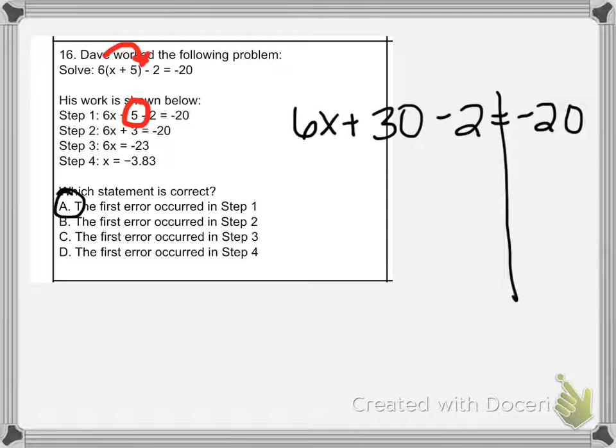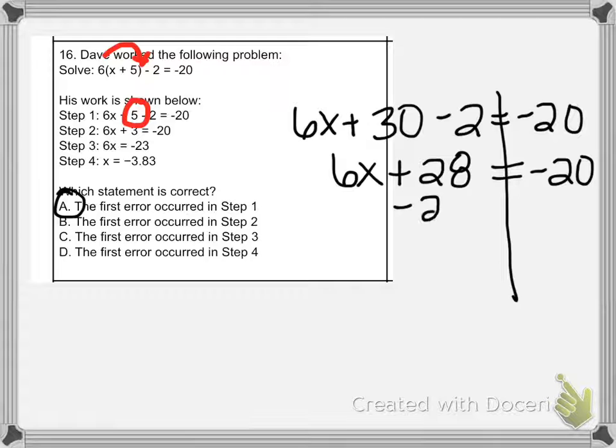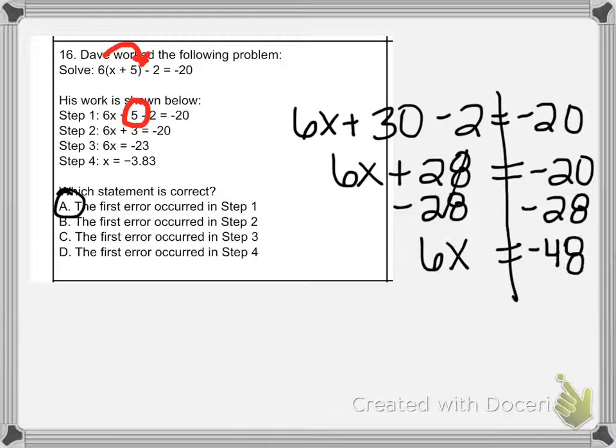If we were to finish this out, I'd have 6x plus 28 equals negative 20. Subtract 28, and I get 6x equals negative 48. And divide by 6, then x equals negative 8.